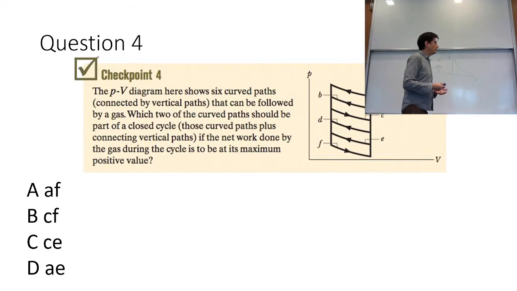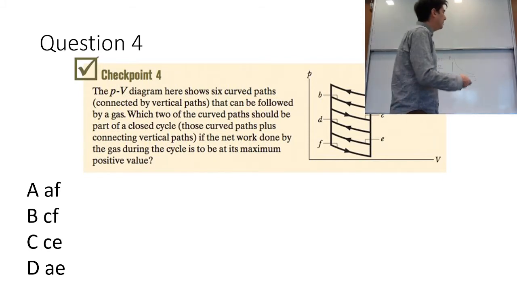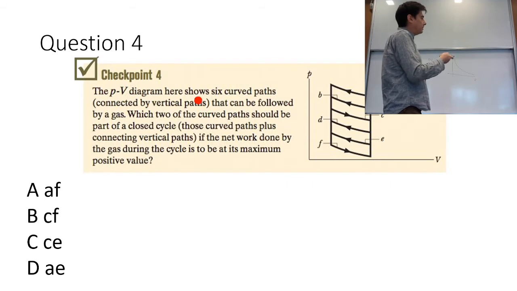So let's try this question. The PV diagram here shows 6 curved paths that can be followed by a gas. Which 2 of the curved paths should be part of a closed cycle if the net work by the gas during the cycle is to be a maximum positive value?